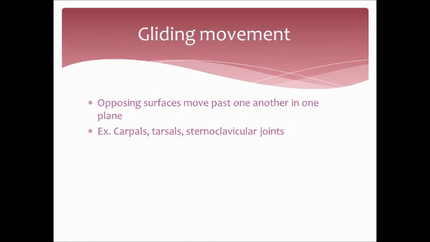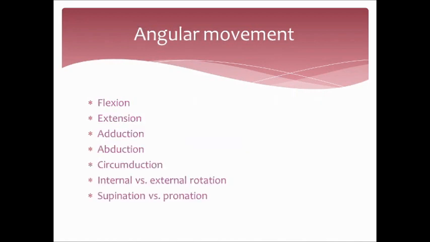So now we're going to talk about some actions of joints. Some joints have a gliding movement where opposing surfaces can move past one another in one plane. Some examples are your carpals, your tarsals, or your sternoclavicular joint where your sternum and clavicle articulate. Some other movements: flexion is when the angle between the bones at a joint lessens so that they come closer together. Extension is the opposite of flexion, so it's the increase in the angle between those bones.